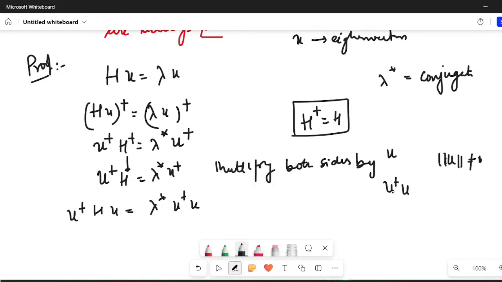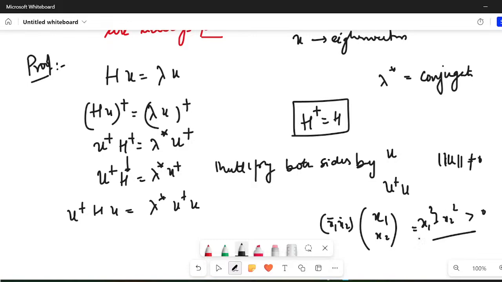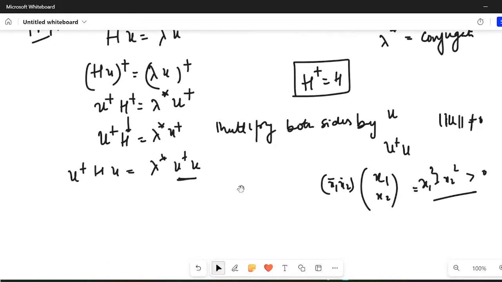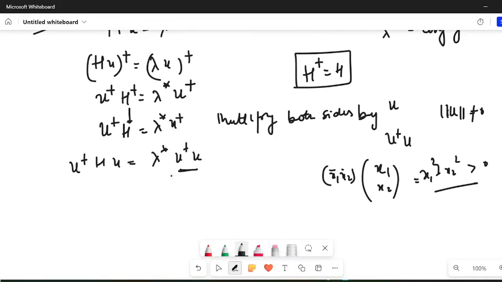For example, if I write this with its conjugate and transpose, this will give you x1 square plus x2 square. We are not considering the trivial cases, so for non-trivial cases it is always greater than 0. So this particular quantity is non-zero. This is one of the equations, and I'm writing it as equation number 1.